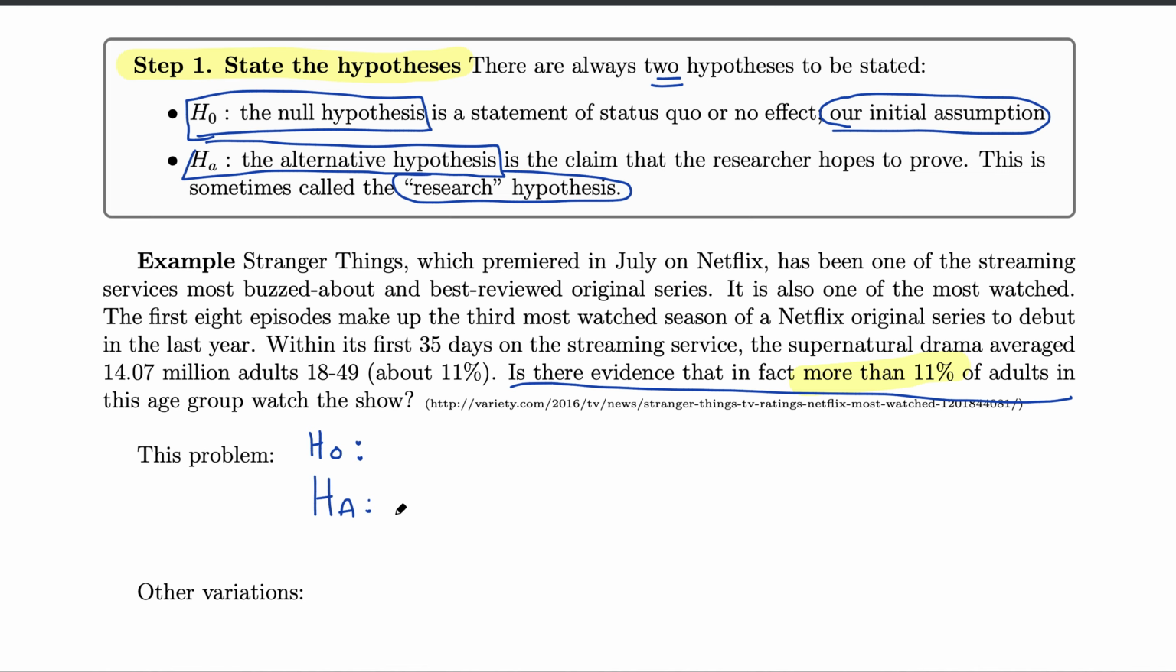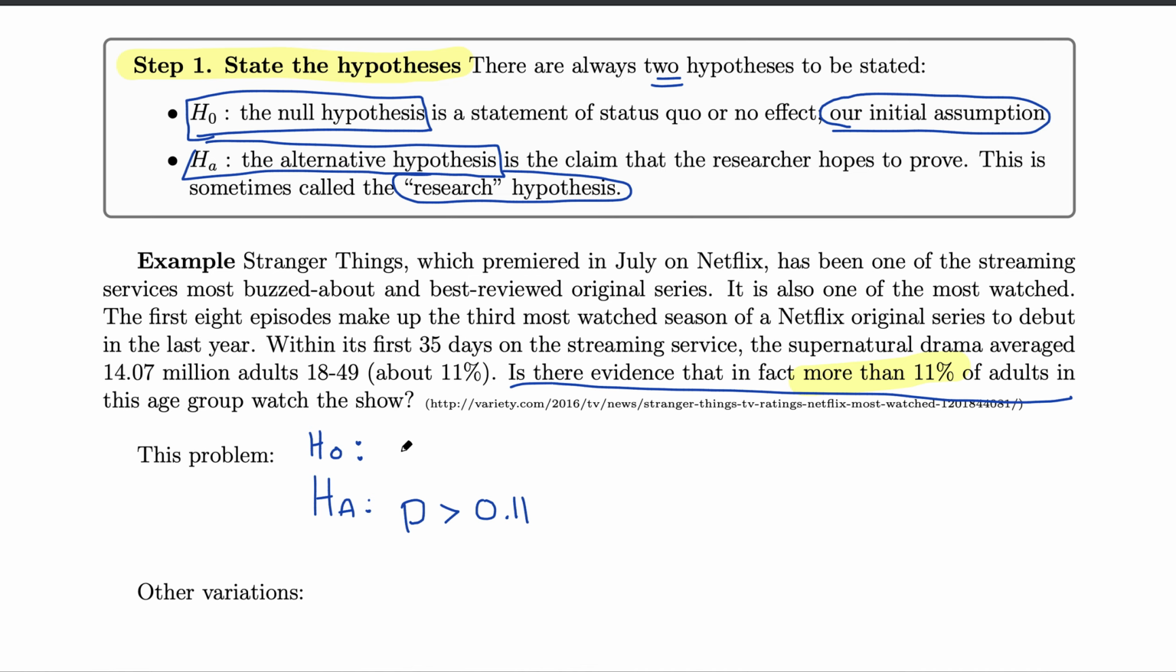And my question is not for my sample, it's for the whole population. So if you remember, P was our symbol for the proportion for the whole population. So my research question is this: is the proportion of the entire population that watches the show in fact greater than 11%? Since we're writing it as proportions, I'll write it as 0.11. So that's my research question. Is P, the proportion, more than 11%?